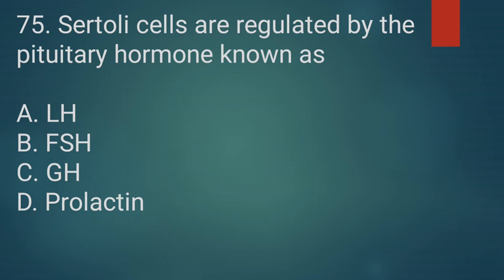Before choosing the correct answer, let us see the full form of each option. Option A, LH means luteinizing hormone. Option B, FSH means follicle stimulating hormone. Option C, GH means growth hormone. Option D is prolactin. Sertoli cells are regulated by the pituitary hormone. The name of the hormone is FSH, that is follicle stimulating hormone. So option B is the right answer.